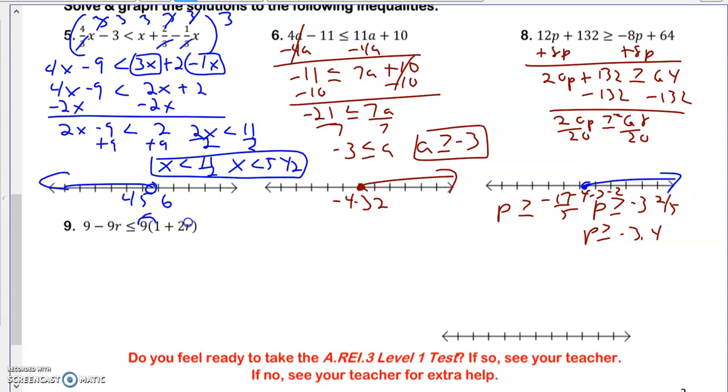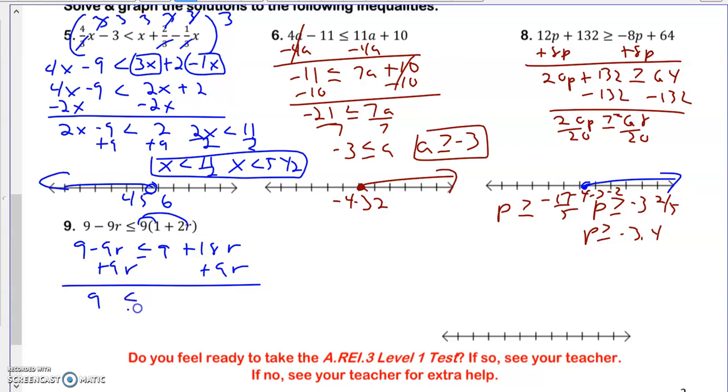Taking a look at the next one, I'm going to distribute. So I have 9 minus 9r is less than or equal to 9 plus 18r. The smaller one is the minus 9r, so I'm going to add 9r to both sides. I get 9 is less than or equal to 9, and that's going to get me plus 27r. Then I'm going to subtract 9.